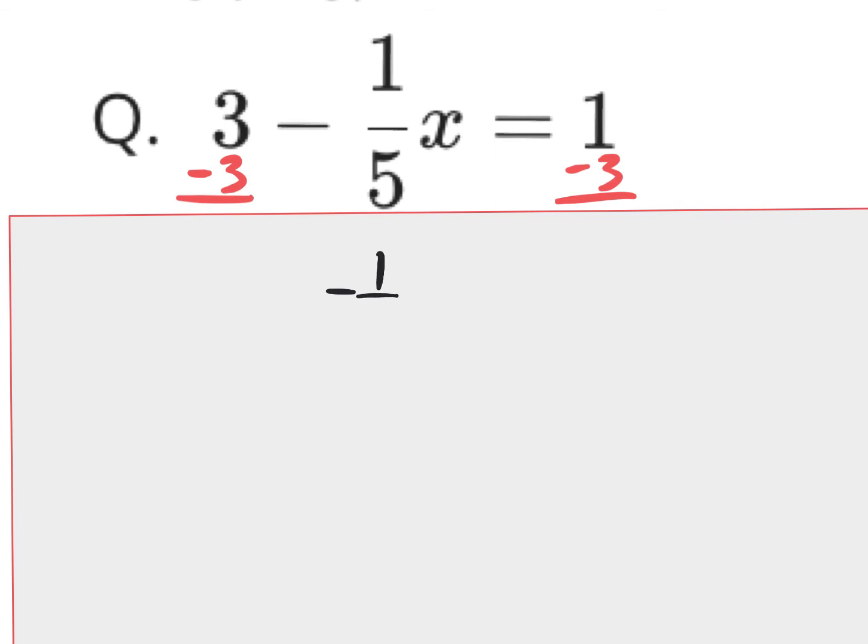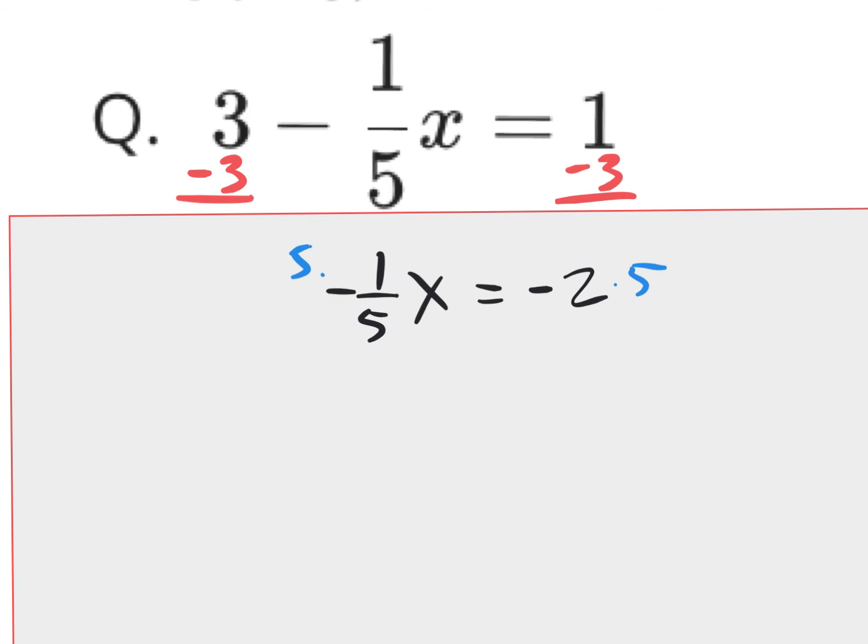I have negative 1/5 x equaling 1 take away 3, which is negative 2. Now at this point you want to get rid of this fraction, and we should know by now that to get rid of a fraction you multiply everything by the denominator of the fraction that you want to get rid of. So you do have the option of multiplying by 5 on both sides, but if you just multiply by 5, it'll get rid of the 5, but it won't get rid of the minus sign.